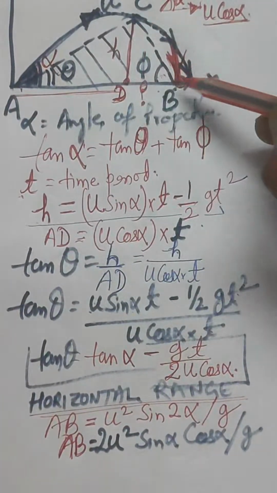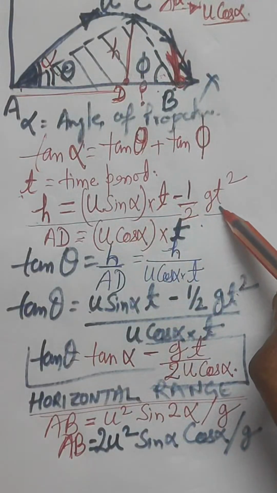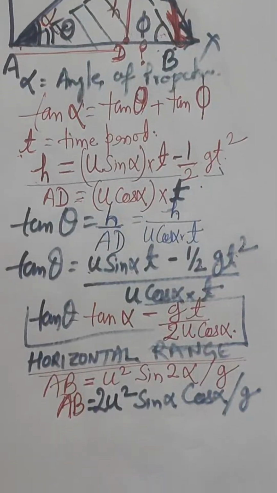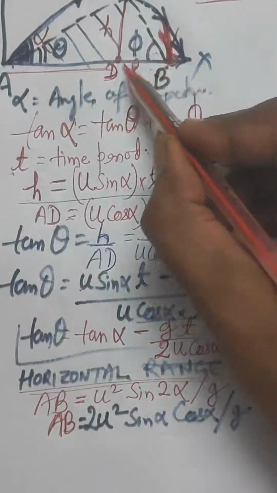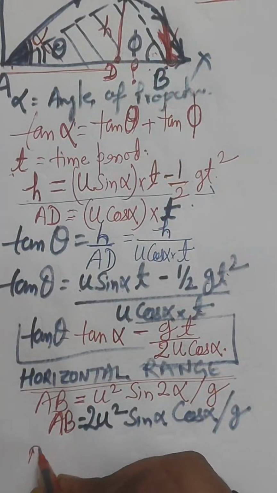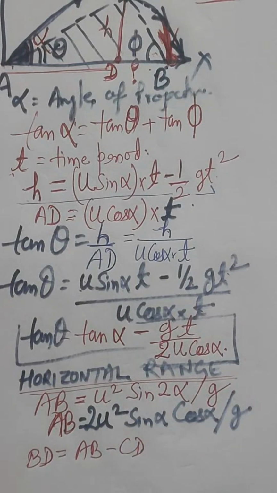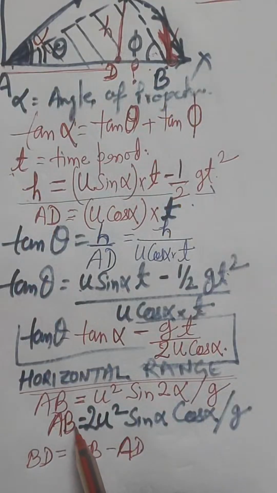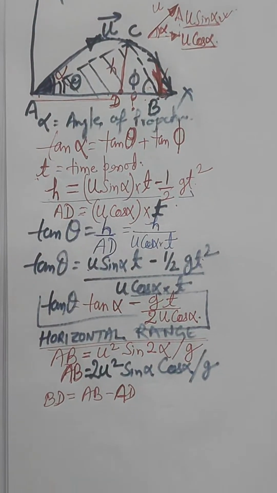Once DB is calculated, we will take tan phi, what we need to prove, right? Tan phi will be CD by BD, and we know the length of CD, that is H, and H is u sin alpha into T minus half GT square, putting in the formula S equals UT plus half AT square, and here A is minus G. So when AB is known to you, then you can calculate BD, this length. BD can be written as AB minus AD. Can we write it like this or not? AD is already calculated, that is u cos alpha into T.